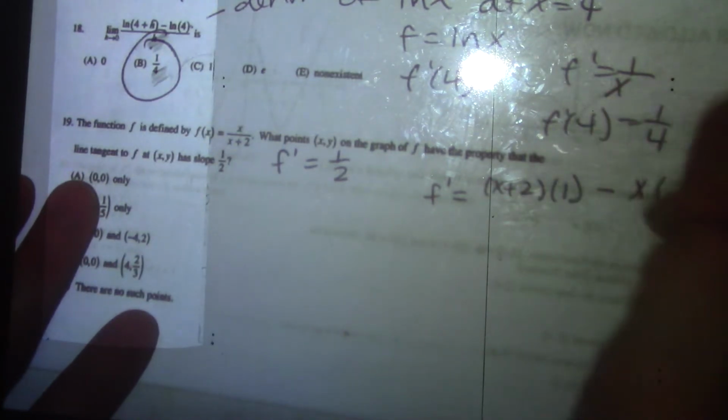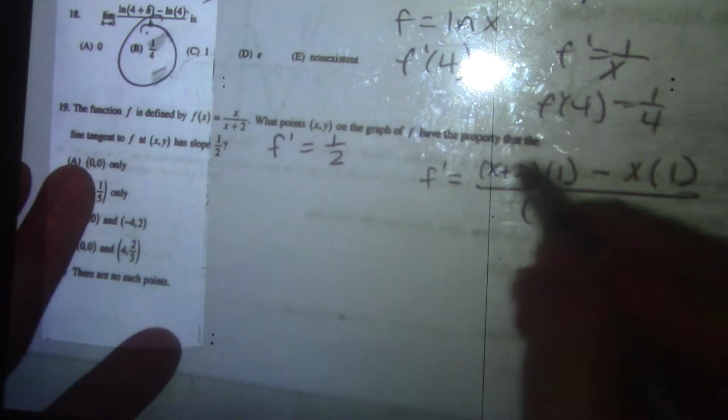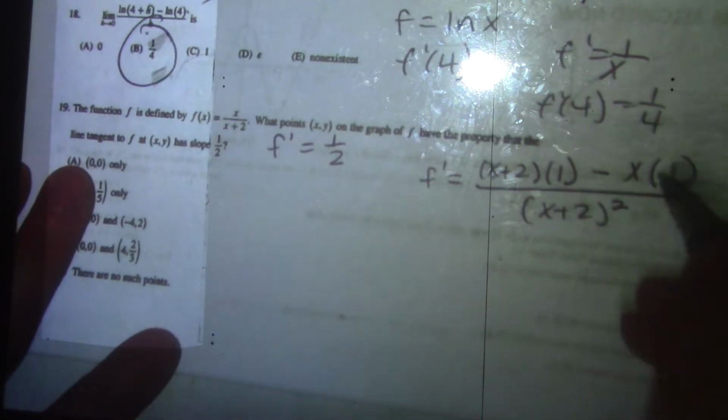I want to know at which points the tangent line would have the slope. So basically, where do you have f prime equal to 1/2? So let's find f prime. You would do quotient rule. Low d high minus high d low, over the low squared. So you've got x plus 2 minus x, that just becomes 2.